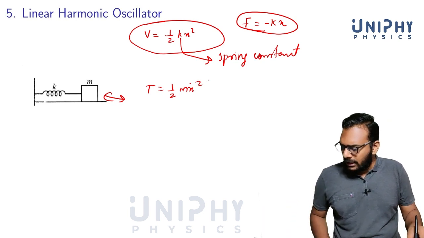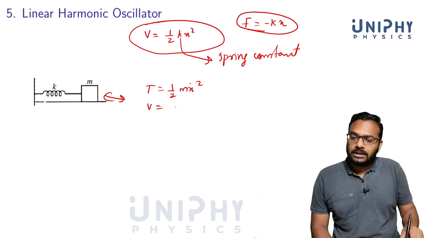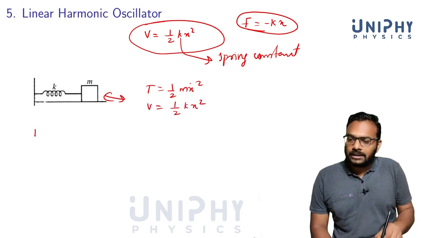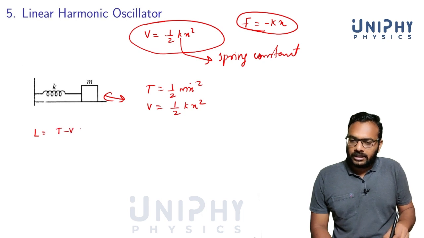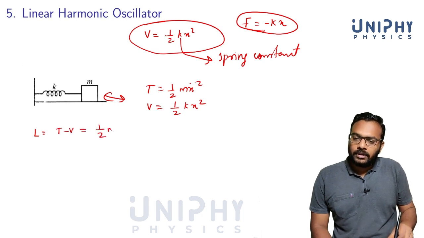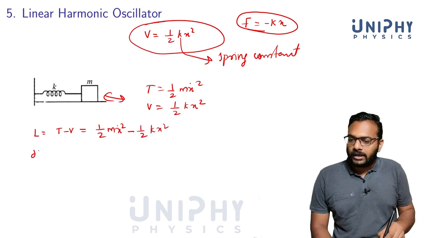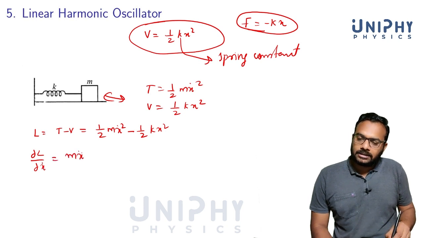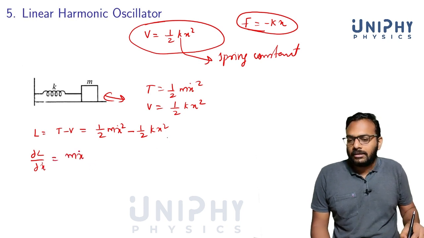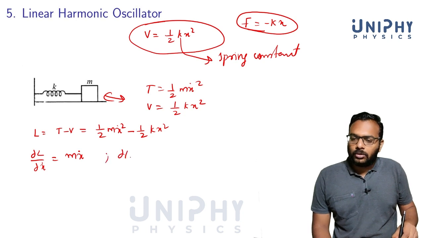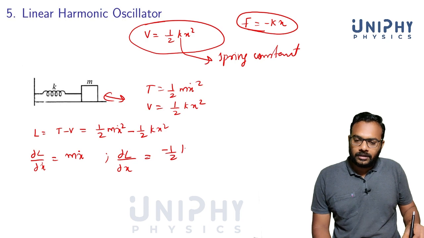And what's the potential energy? That's equal to half kx². And what's the Lagrangian? L equals T minus V, which is half m x dot squared minus half kx². Now we find ∂L/∂x dot, which gives m x dot, and if you take d/dt you get m x double dot. And ∂L/∂x is minus kx.